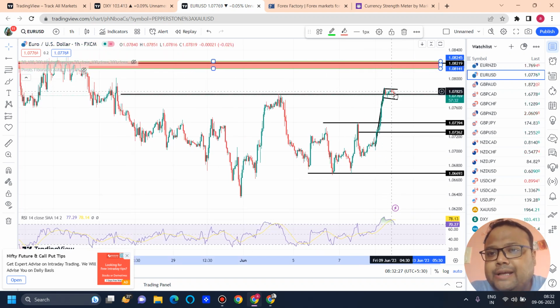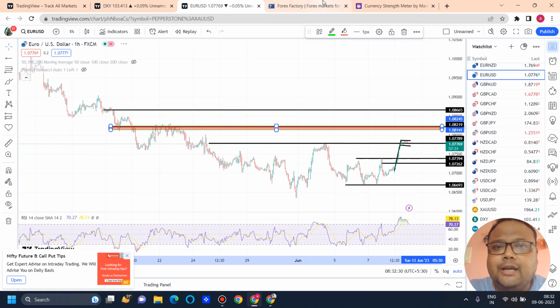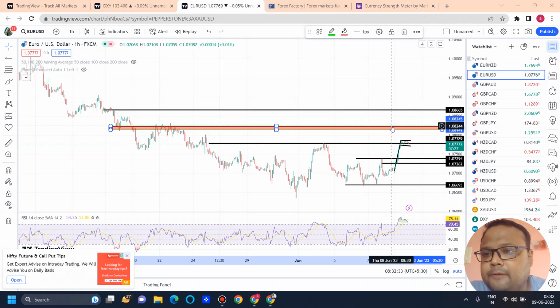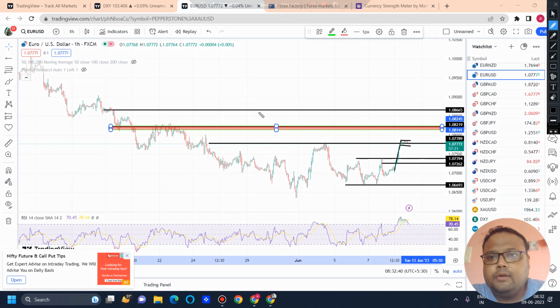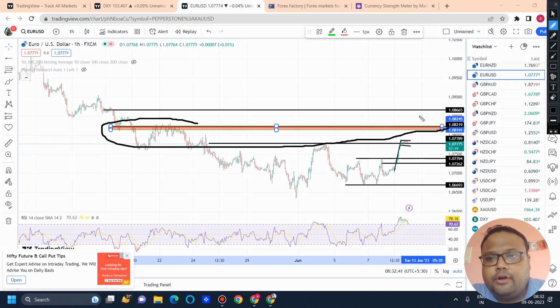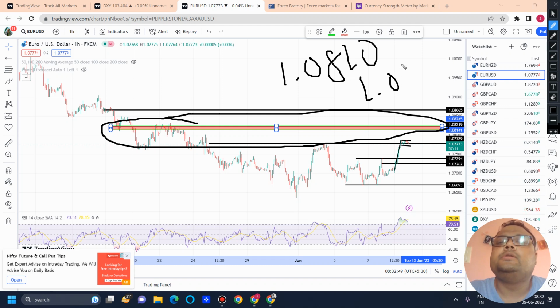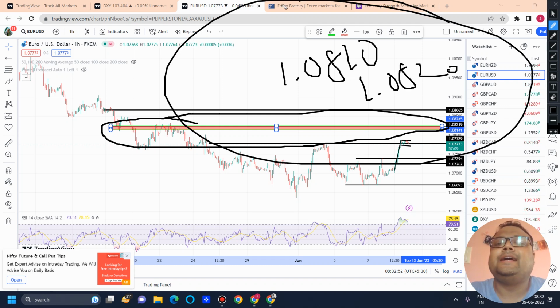And if market breaks the flag here, what will be the target? The target will be the next resistance here. The next resistance is around 1.0810 to 1.0820. The box that I have drawn here is the next target, or you can also consider that to be the next resistance, 1.0810, 1.0820, on the chart of Euro USD.